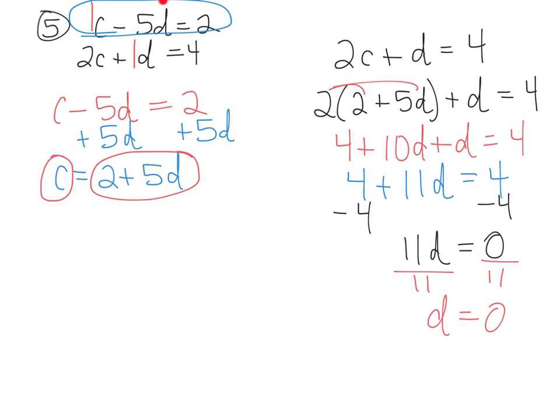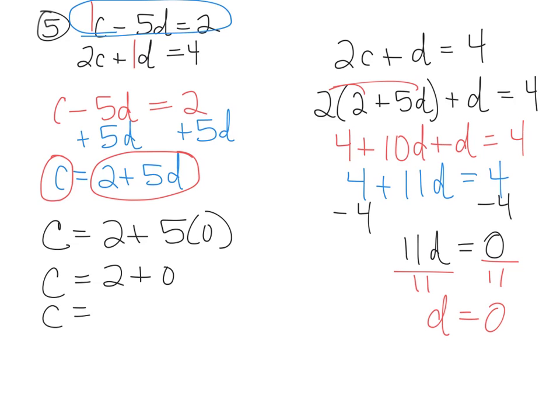I can plug in this value of D into this equation, or I could plug in my value of D into this equation, or into this equation to solve for C. All three of these will work. You will get the same numeric answer for C no matter which one you plug it into. I'm going to choose this one just because it's already solved for C. So when I do so, I get C equals 2 plus 5 times 0. So C equals 2 plus 0, thus C equals 2.